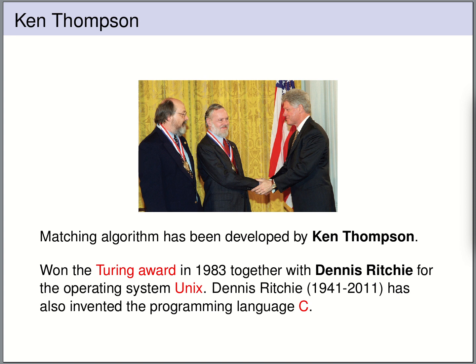On this picture you see Ken Thompson and Dennis Ritchie meeting the back then US President Bill Clinton. So you see that doing computer science research really opens doors. You may even meet the US President if you want to. Ken Thompson and Dennis Ritchie have together won the Turing Award in 1983 for the operating system Unix. And Dennis Ritchie is also the inventor of the programming language C. The Turing Award is a very prestigious award in computer science. It's basically the Nobel Prize of computer science.